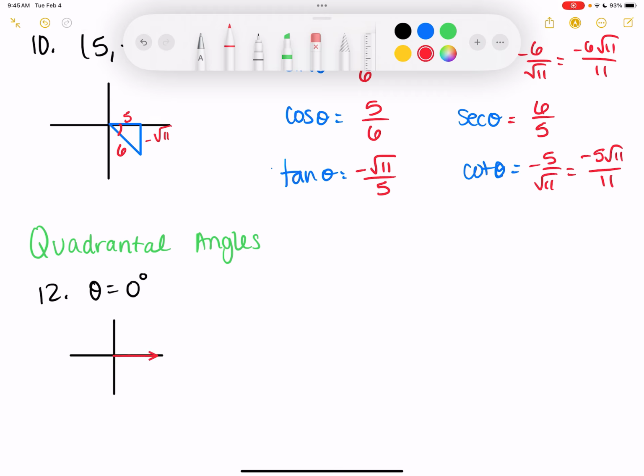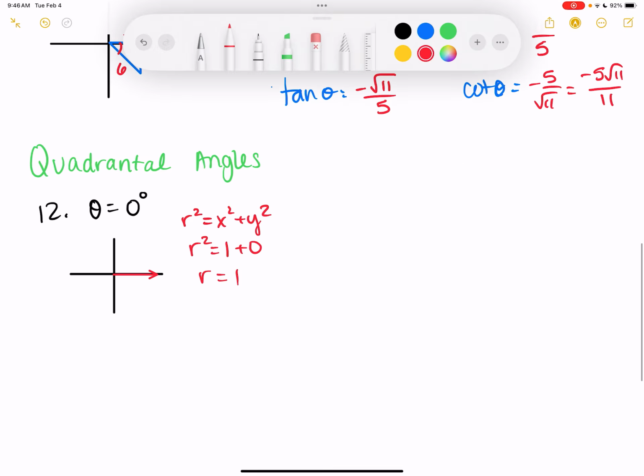Now, r squared, which is your hypotenuse, is equal to x squared plus y squared. So x in this case is 1. We're going off the unit circle. Y is 0. So r squared equals 1 plus 0, so r is equal to 1. Hypotenuse can't be negative, so we're not doing plus or minus. Sine is y over r, cosine is x over r, and tangent is y over x.